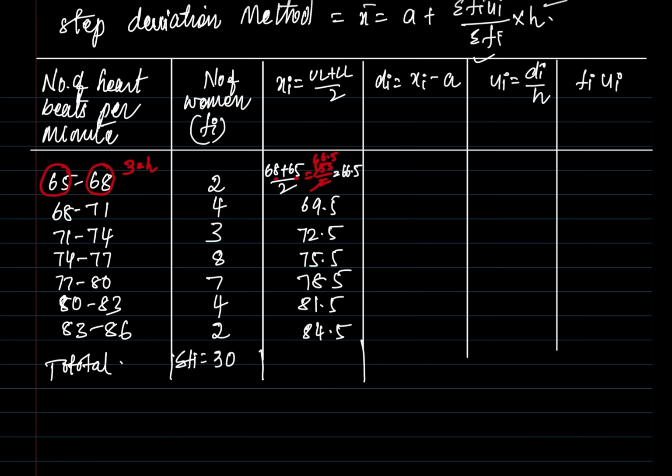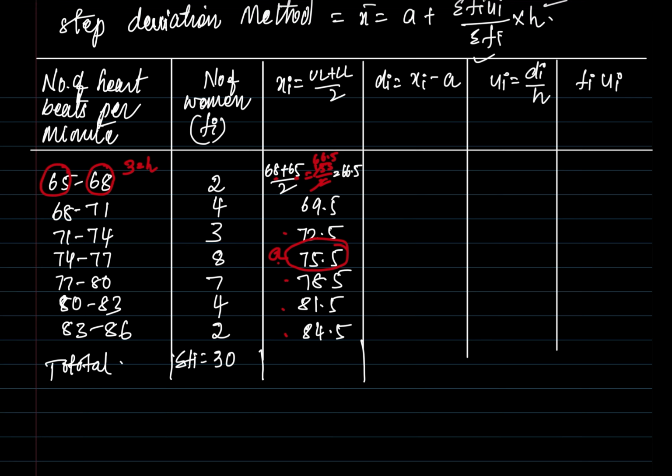So here I told you that the middle term will be our A. So 1, 2, 3, 4, 5, 6, 7. There are 7 terms. Since it is an odd number, the middle term will be 75.5. This is our A. So we got our A.